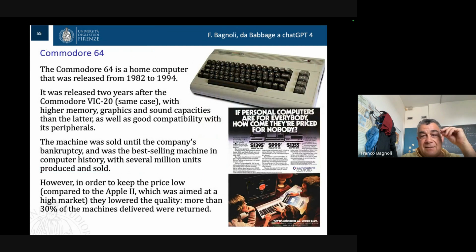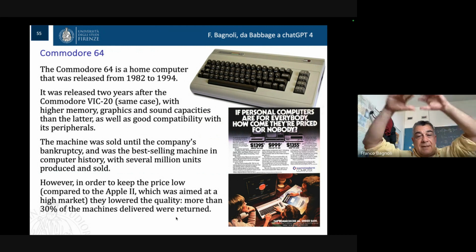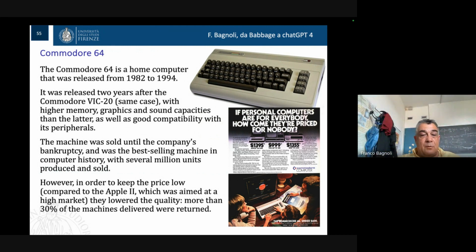for other things. So after the VIC 20, which we have seen before, the Commodore 64 was essentially the same, with essentially the same case, but with better graphics, so not very different. I've never used both. I had one of these computers in the department when I entered, but it was abandoned because it was already too old.